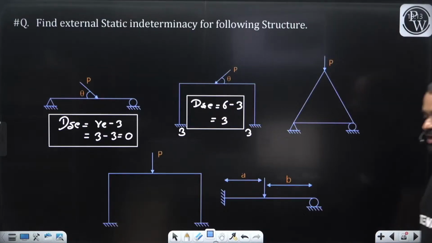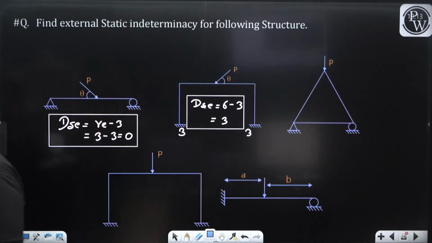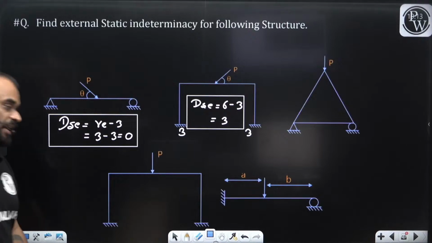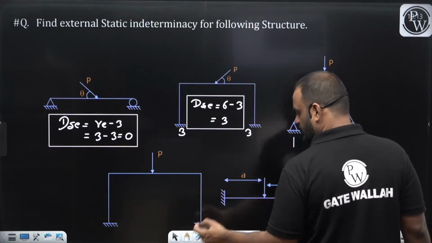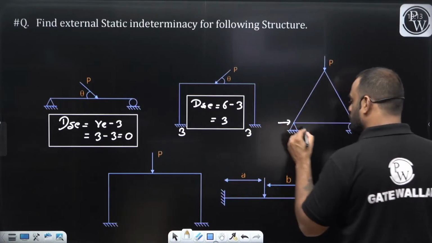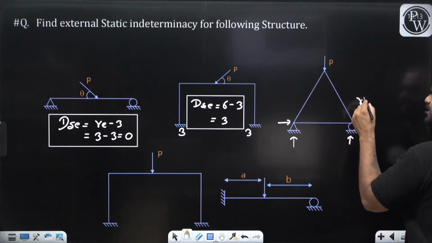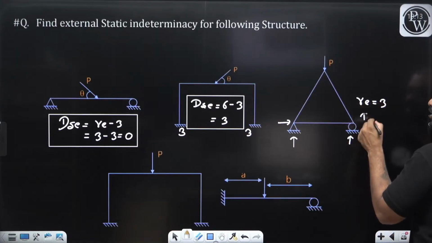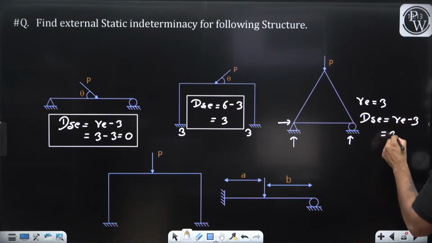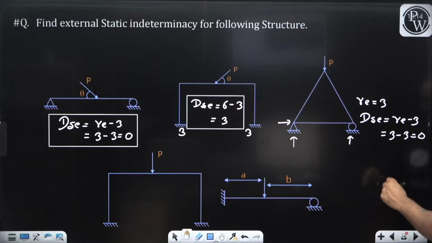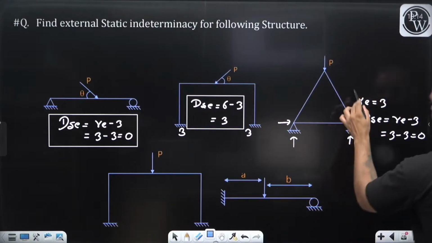Only you have to find out the value of DSC, not DSI. Again 0. Very nice, Bhanu. Very nice. 1, 2, 3. So we'll write here again RE is equal to 3 and all 3 static equilibrium equations are available. So RE minus 3, that means 3 minus 3, it is equal to 0. Okay, sir. I am able to understand this also.